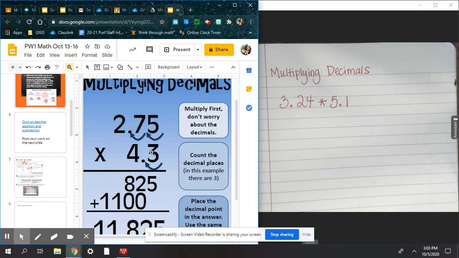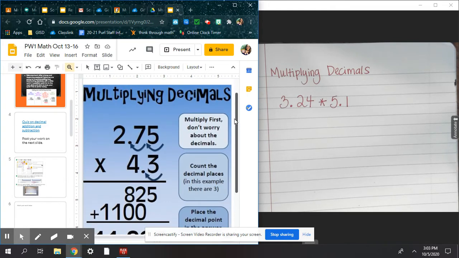So now that we are finished with adding and subtracting decimals, we're probably going to spend the rest of the week and possibly another day next week just to make sure that we understand the process of multiplying decimals and what exactly it is that we're doing and making sure that we understand what decimals are. So what I'm going to do is follow these steps. Now you have this in your Google slide, and it's just like a little anchor chart that's going to help you guys with multiplying decimals.